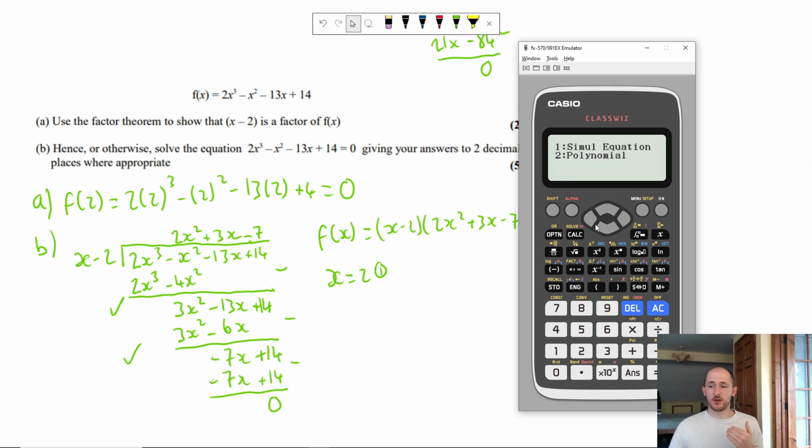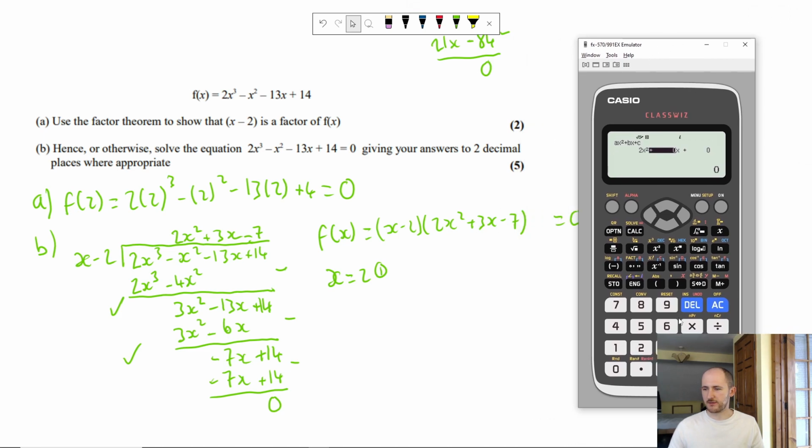And this is a polynomial, and our degree, if it's a quadratic, so x squared, the power of x squared is 2. That's what it means by degree. You're looking for the highest power of x. In this case it's 2, and we're just going to type that in. So 2 for the number in front of x squared, 3 for the number in front of x, and minus 7 for the number at the end. And if I press equals and then equals again, I get my answers.